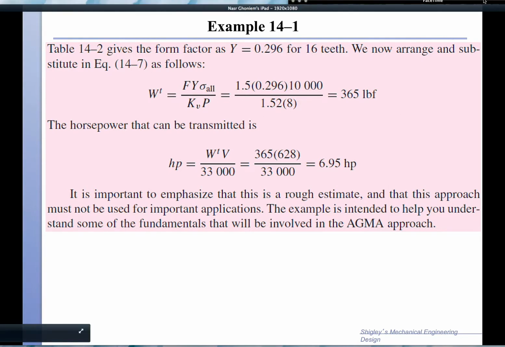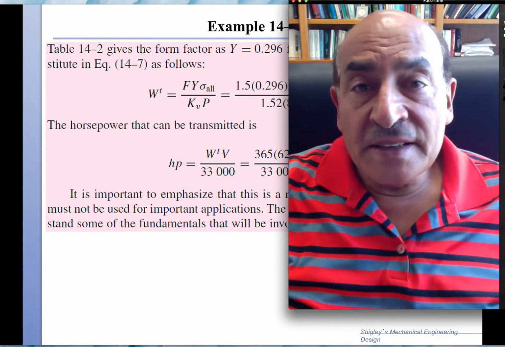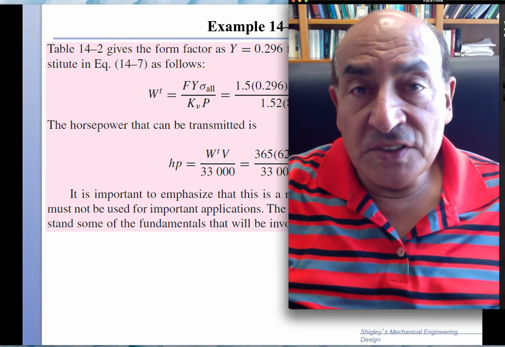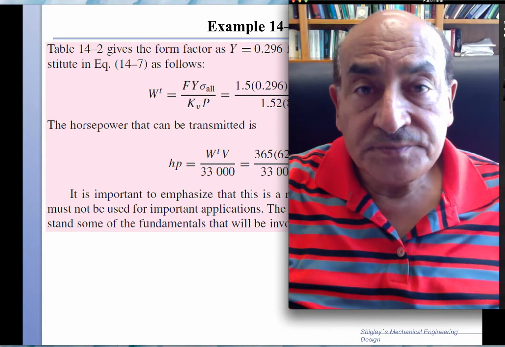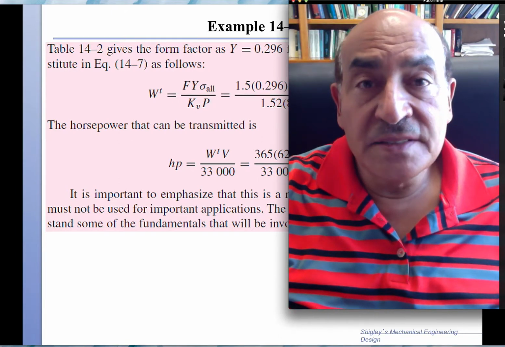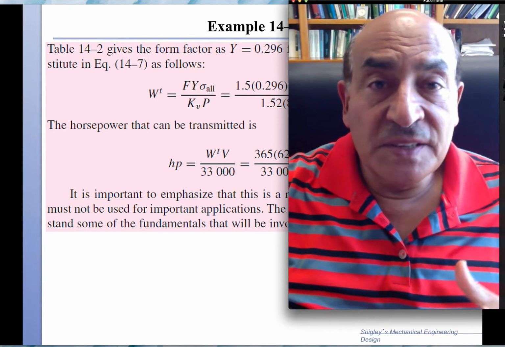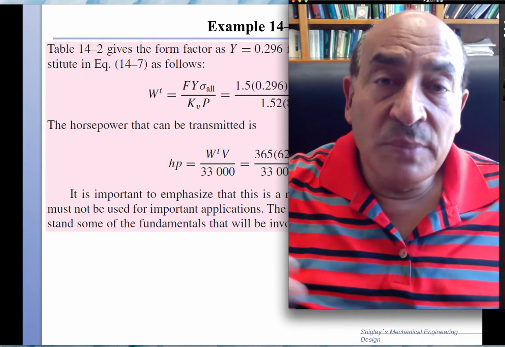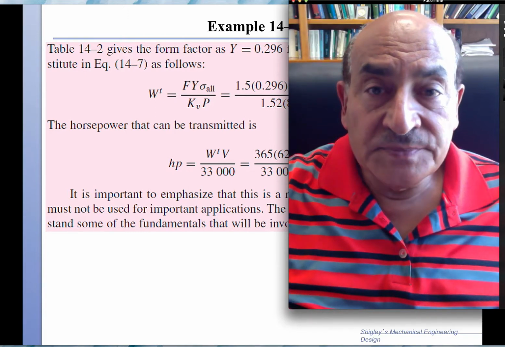So that's a simplified example that shows us that we can, in fact, get a relationship between the transmitted horsepower and the gear configuration, which means size and the number of teeth involved, and the width of the face of each tooth. So in this case, there's this kind of relationship that must be examined if we are designing a power transmission system. So that's the whole idea behind the relationship.